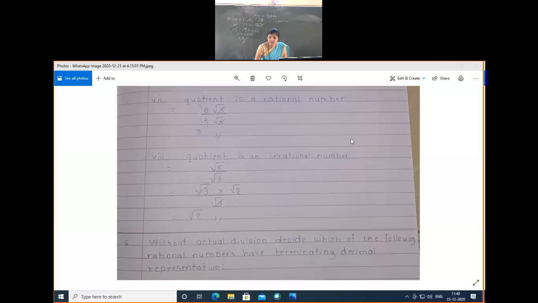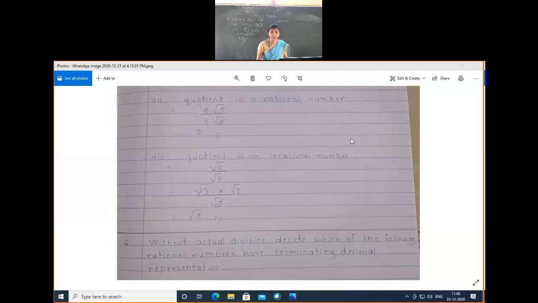Got the idea of this question? We have to give two irrational numbers such that the difference is a rational number. So this is a perfect answer. Next, the difference is an irrational number. We have to take two irrational numbers whose difference is an irrational number.